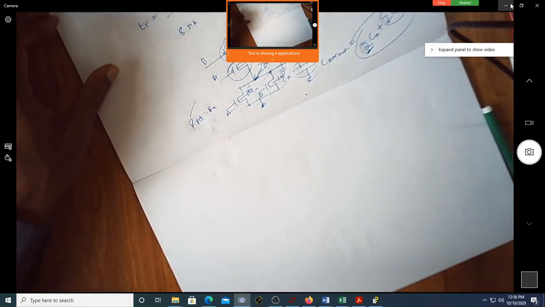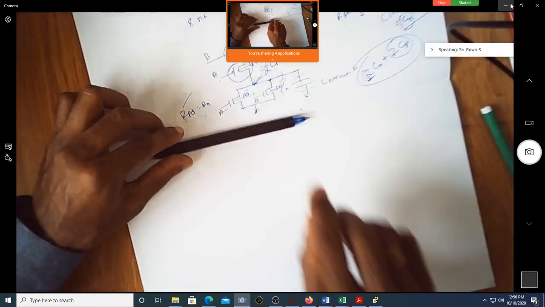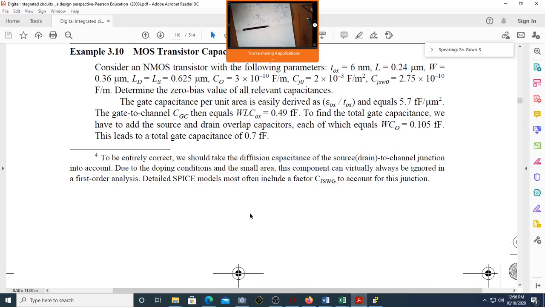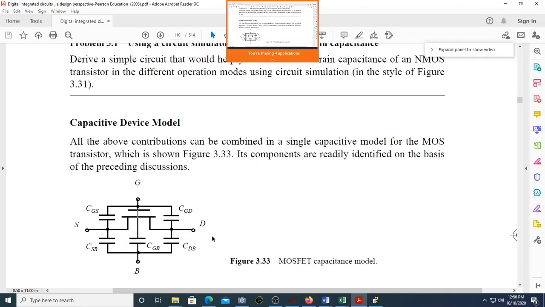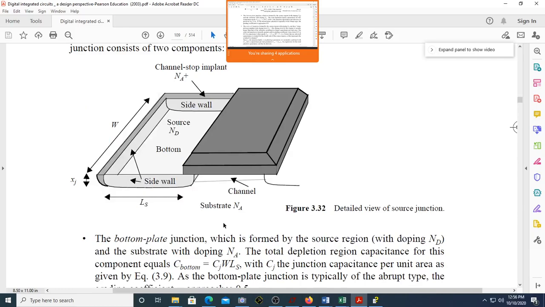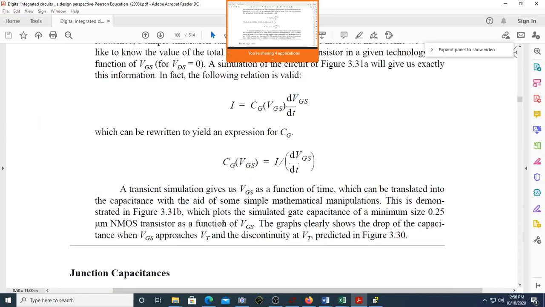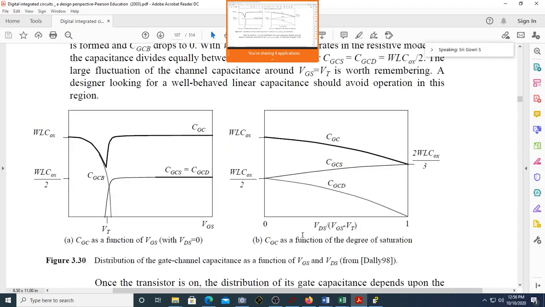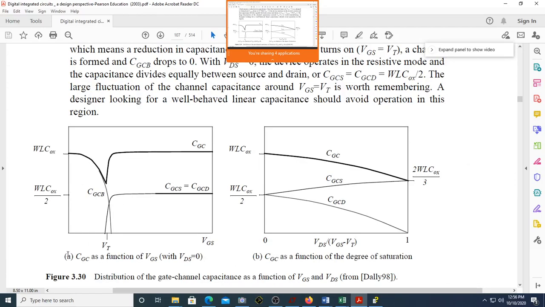Now, what we have learnt is the different parasitic capacitances of the MOSFET. Let me go back to this and recap. We have different capacitances. One is due to the oxide, and it depends on the different regions of operation: if it is cut off, how it looks, if it is resistive, and if it is in saturation region. Can you see this graph? This is with respect to VGS. This is gate to channel capacitance. This keeps reducing, and it becomes 0.